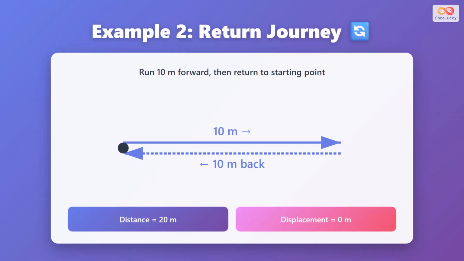Here's another important example. Imagine you run 10 meters forward, then turn around and run 10 meters back to your starting point. What's the distance? We add both parts of the journey. 10 meters plus 10 meters equals 20 meters. But what about displacement? Since you ended up exactly where you started, your displacement is 0 meters. This perfectly illustrates why distance and displacement are different. You traveled a total of 20 meters, but your position didn't change at all.